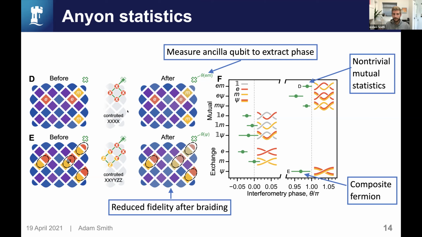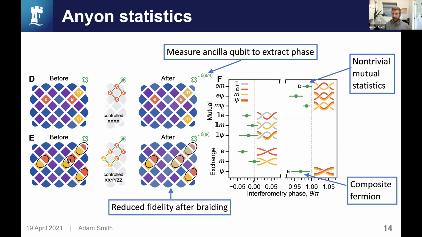Now, this top figure is the circuit we need to extract the mutual statistics between E and M. And this bottom figure, which I show as just another example, is the circuit we would need to extract the exchange statistics of the composite fermions. Okay, so by doing all the possible combinations, we can extract all of the mutual and all of the exchange statistics, and that's what is summarized on this right-hand panel.